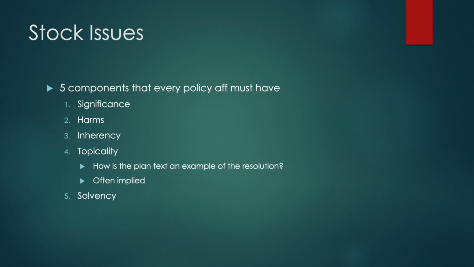Four is topicality. How is the plan text an example of the resolution? Because remember, in LD, the ultimate decision that is made at the end of the round is an affirmation or a negation of the resolution. So if you're getting up and you're reading a very specific plan, you need to have the topicality of that plan proven. In other words, you have to indicate that if the plan is true and a desirable action, that proves the resolution to be desirable as well.